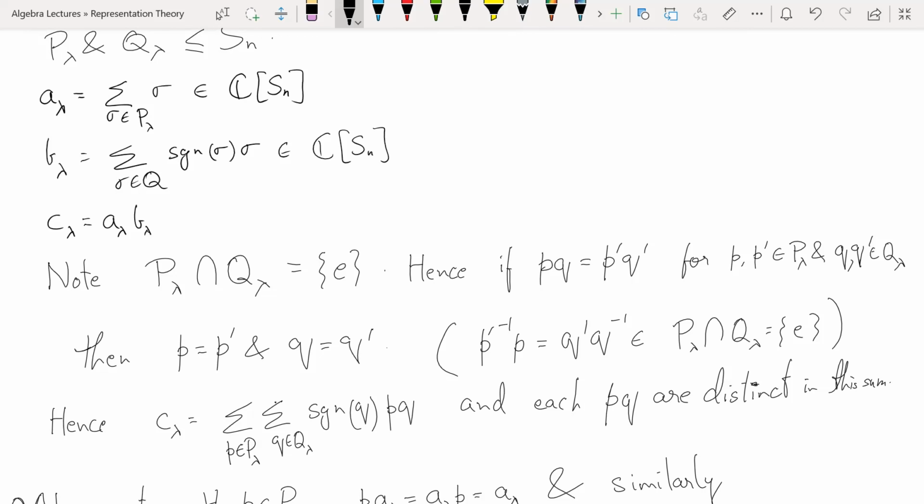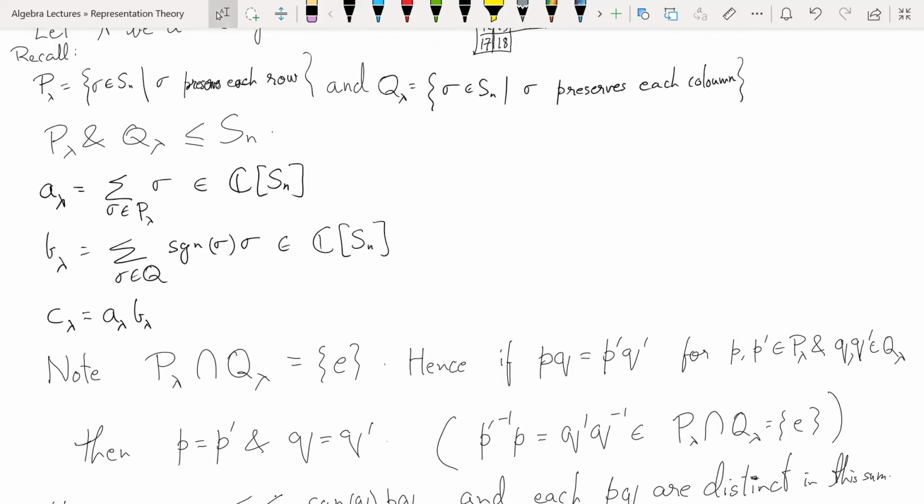So if sigma is some permutation of Sn and sigma can't be written as P times Q for some P in P lambda and Q in Q lambda, then its coefficient in C lambda has to be 0. Okay, is this clear? So this is what this means. And each PQ are distinct in the sum, so there is no combination. Okay, so that's another way of thinking about it. So these are some observations.